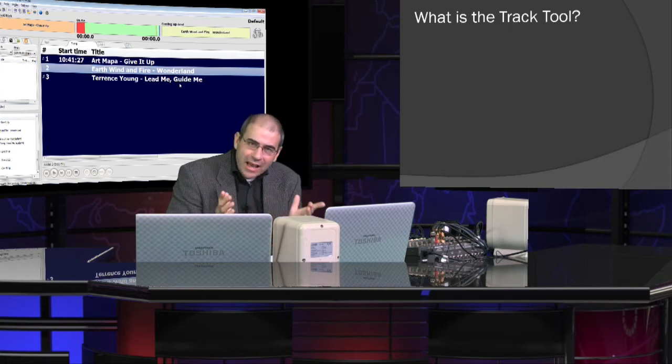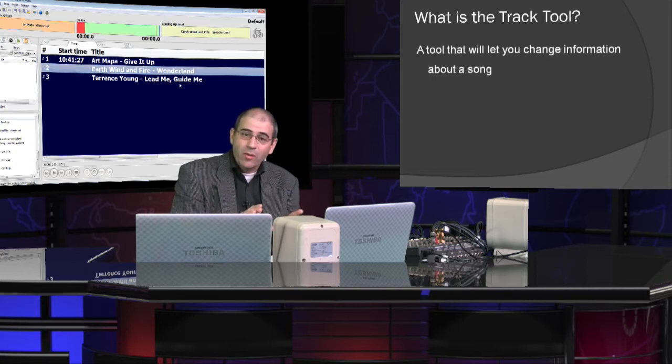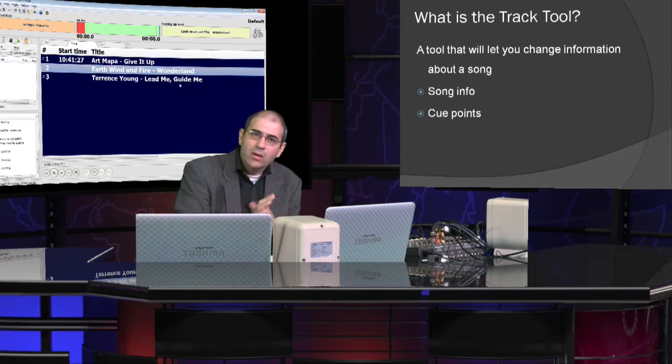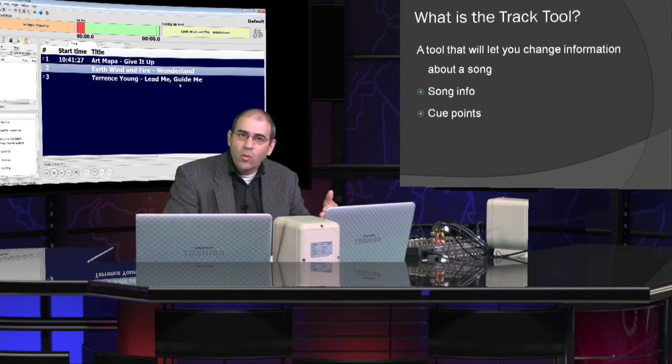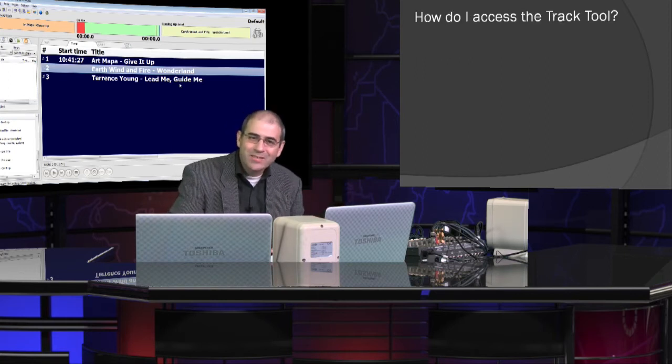Starting off, let's answer the question, what is a track tool? That is a tool in RadioBOSS that will allow you to change or add information to a song. It can be song information, like we've looked at before: artist, song title, the name of the CD, maybe the year that it came out, or the music genre. But also cue points. Now that is how long does the music play before the singing starts, or at which point at the end of the song do we want the next song to start.